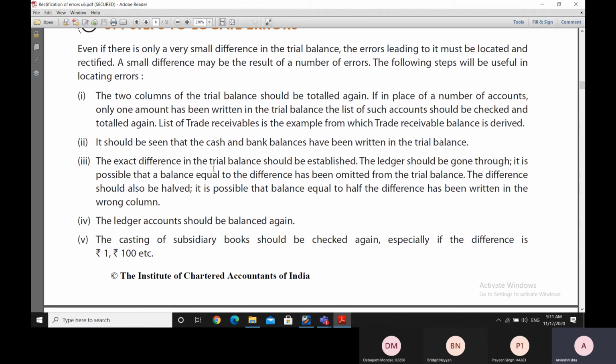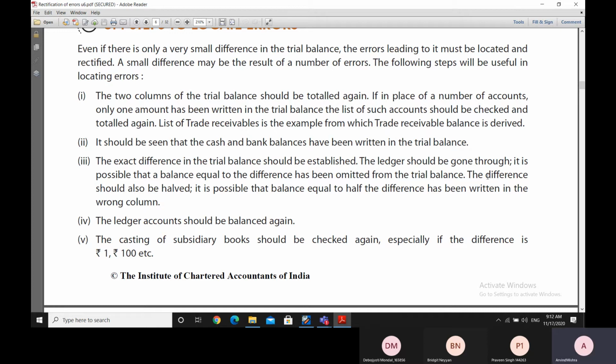Then the third step is we need to establish the exact difference in the trial balance. So we have to go through the ledger completely, one by one, every account. And in the first step, we should try to find out whether the difference that is coming in the trial balance is the exact balance of any account. Probably one account is remaining to be written. If the difference between the debit and credit sides tallies exactly with the balance of any account in the ledger, perhaps that particular account has been omitted.